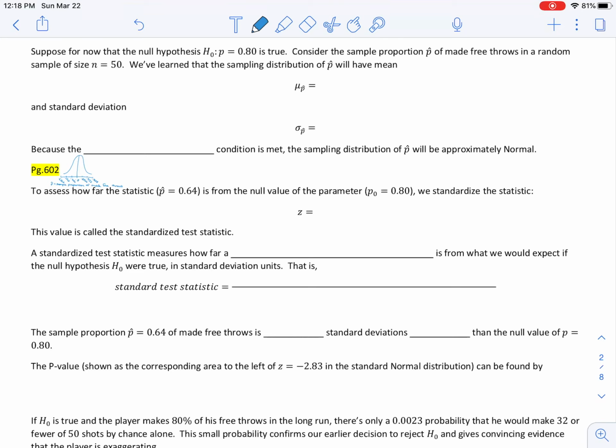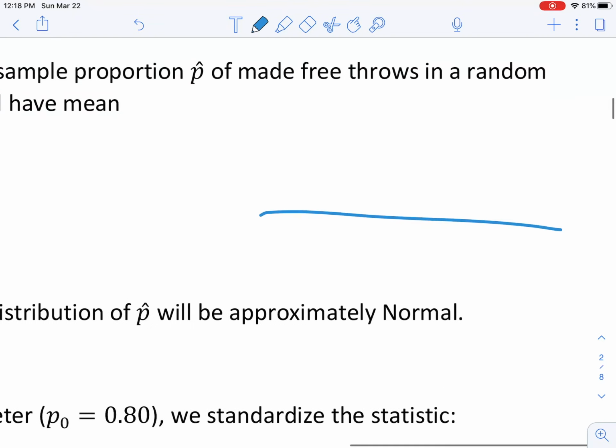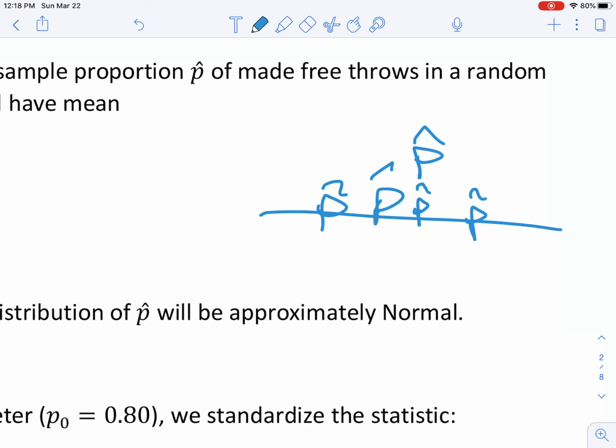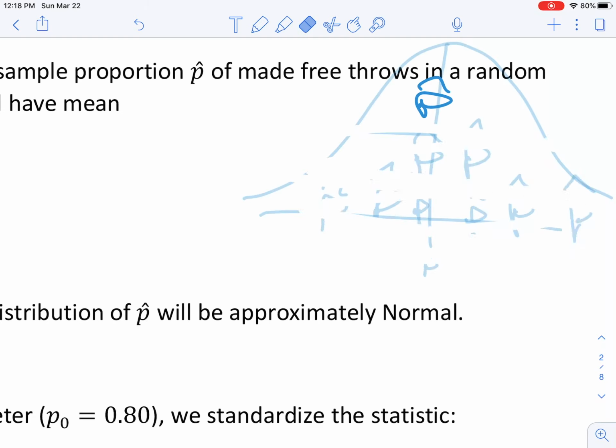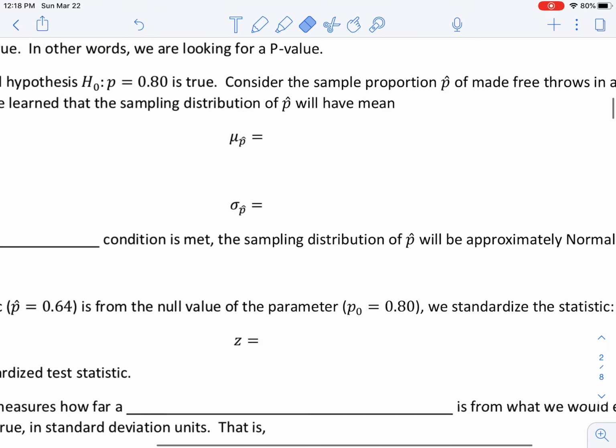So for now, we're going to assume that the null is true because we don't have evidence otherwise yet. Consider the sample proportion p hat of made free throws in a random sample of size 50. We're talking now about the sampling distribution of all p hats. So this would be like that one day forever ago where we came up to the board and a bunch of you put p hat values on the board. So we'd get all these p hat values if you just repeated this process. And what would eventually happen, it would look approximately normally distributed. The center we said is whatever the population p was, and then we had a formula for the standard deviation. So that's what we're referencing here.